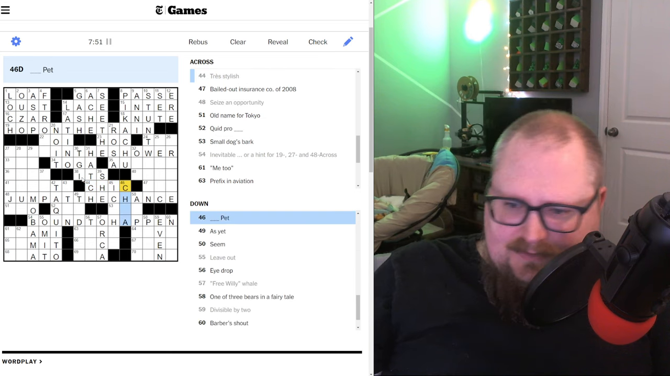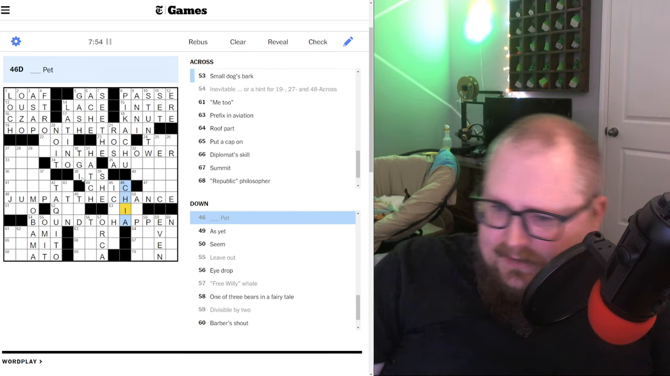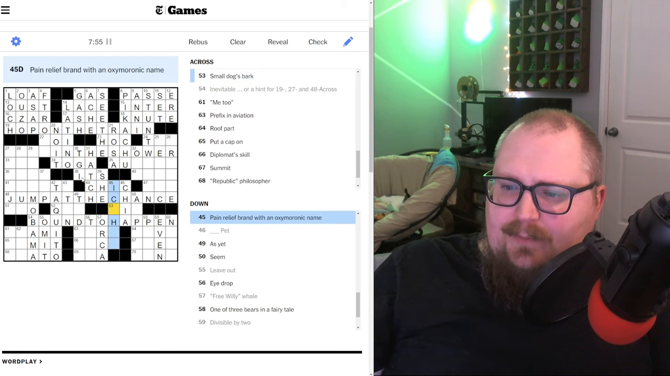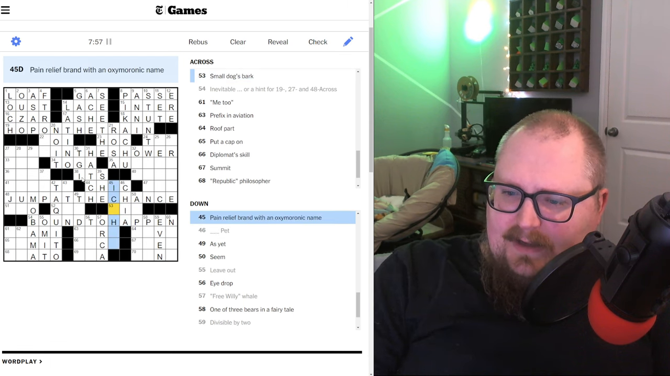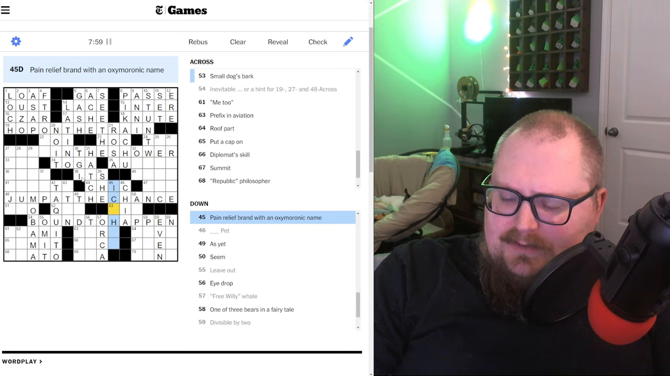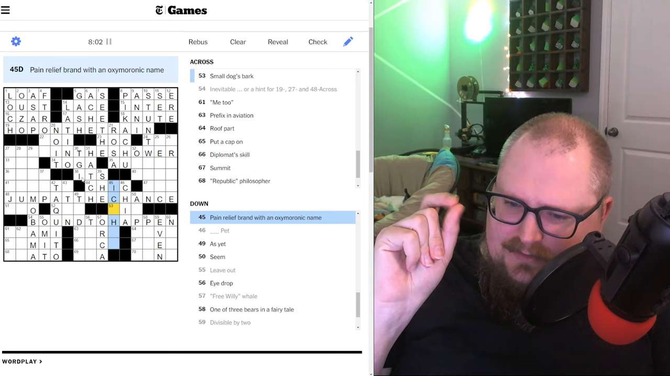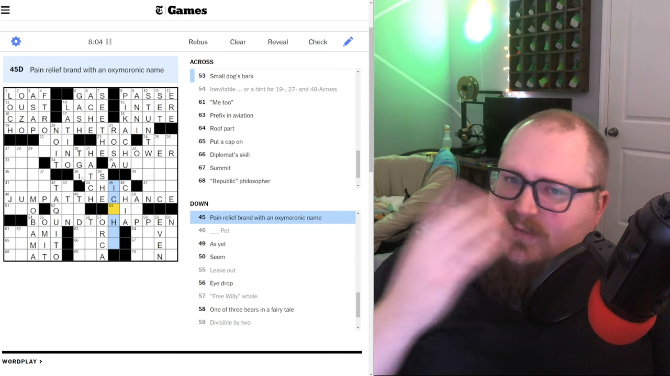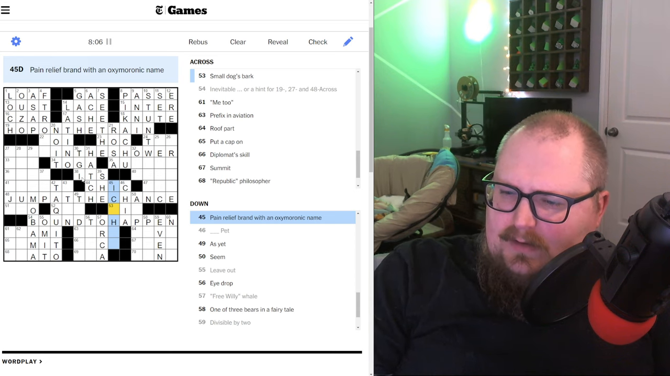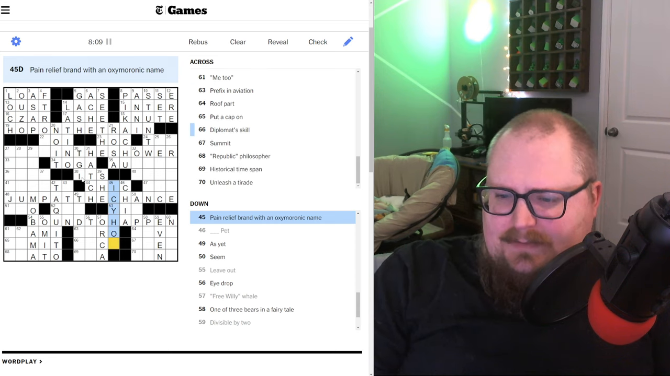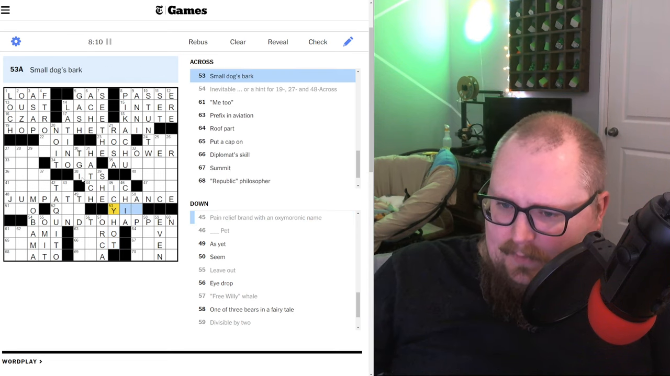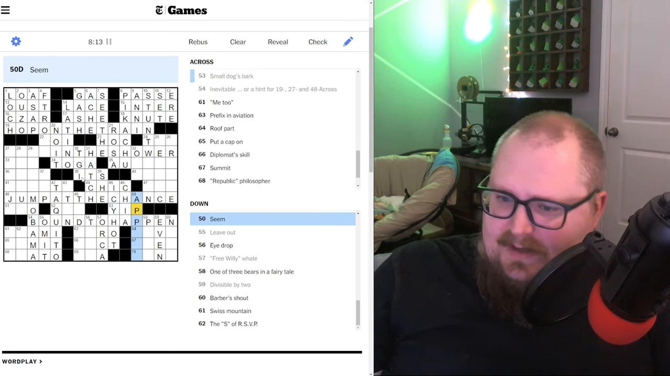I hate French words in crossword puzzles. I think they shouldn't be allowed. Chia Pet. Pain relief brand with an oxymoronic name. Oxymoronic meaning two things that are juxtaposed that mean opposites, like jumbo shrimp. Icy Hot. Opposites. Small dog's bark would be a yip.